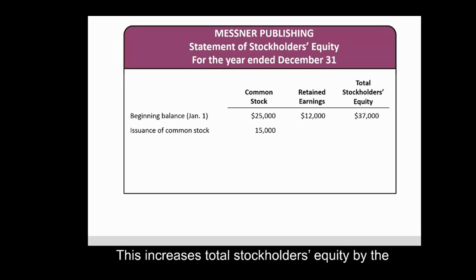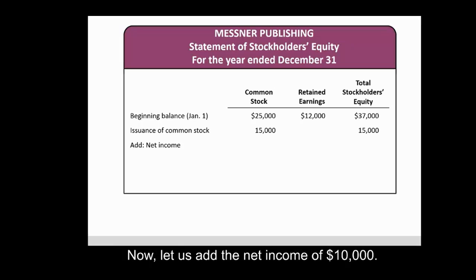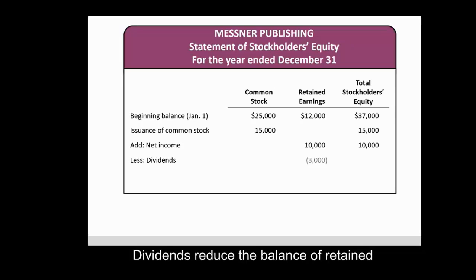This increases total stockholders' equity by the same amount. Now, let us add the net income of $10,000. This increases retained earnings and leads to an increase in total stockholders' equity for the same amount. The company pays dividends of $3,000. Dividends reduce the balance of retained earnings as well as total stockholders' equity by the same amount.